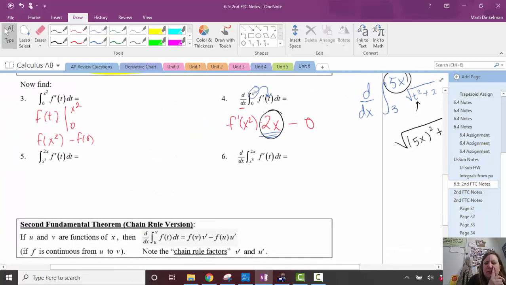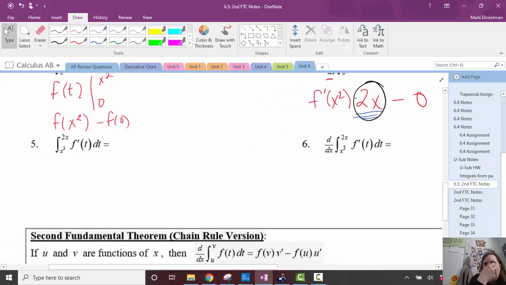Okay, and then we hardly ever see ones that have variables in both locations. Normally it's a variable and then just an x value in one of them, but let's go ahead and talk about just in case. So we would take the antiderivative, which would be f of t, and then we would plug in.